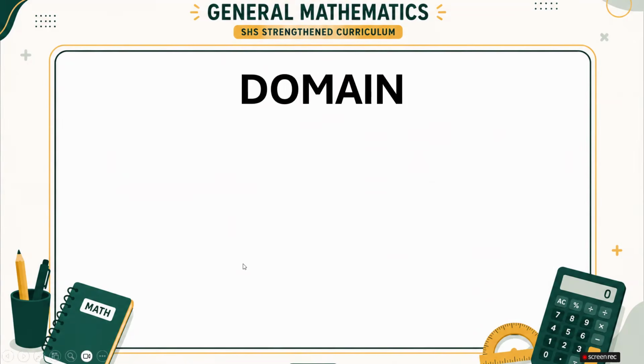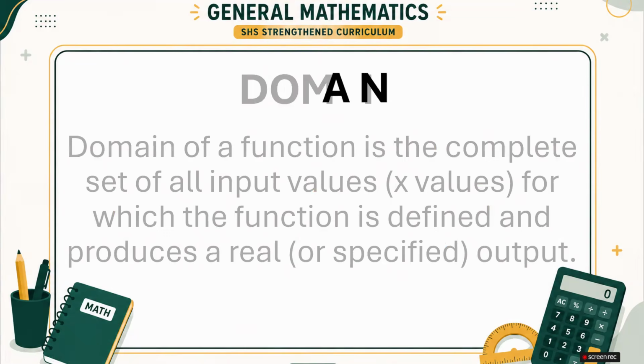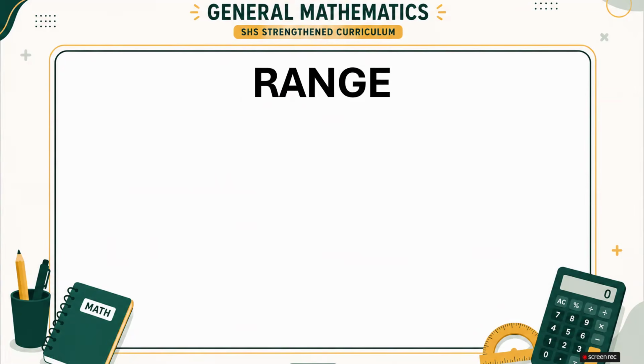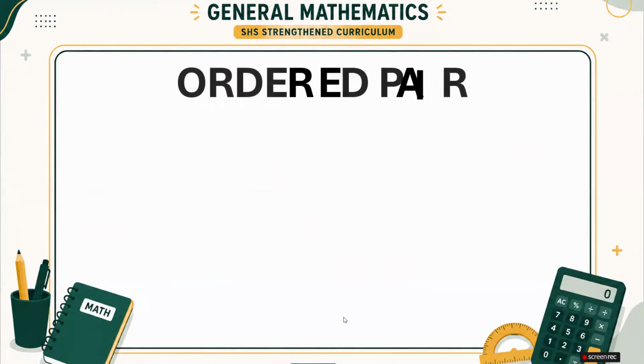Let's define now what a domain is. The domain is the set of all possible input values. In a set of ordered pairs, the domain is made up of all the x values. Okay? I will proceed right away to the range. The range is the set of all possible outputs. In a set of ordered pairs, this corresponds to the y values. Remember that the domain is the set of x values while the range is the set of y values.